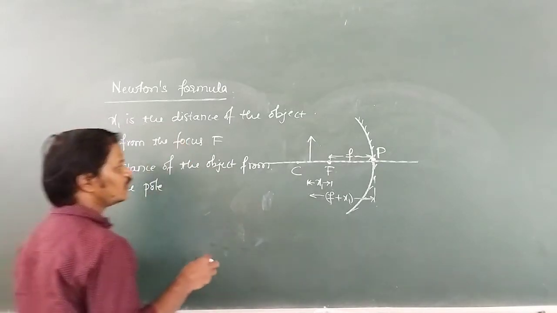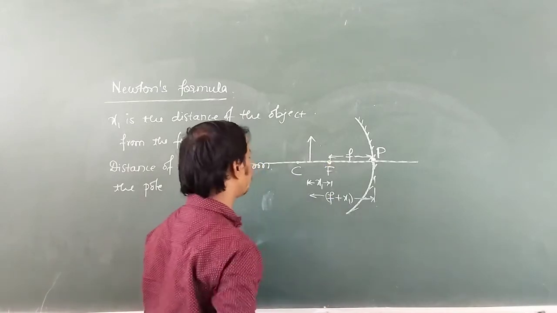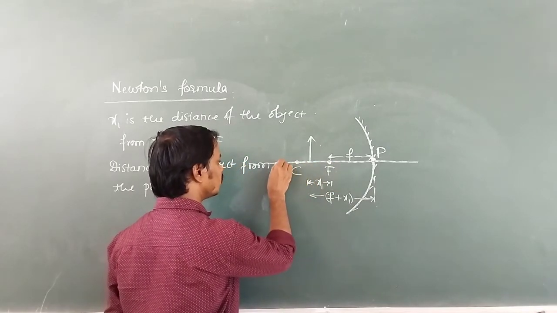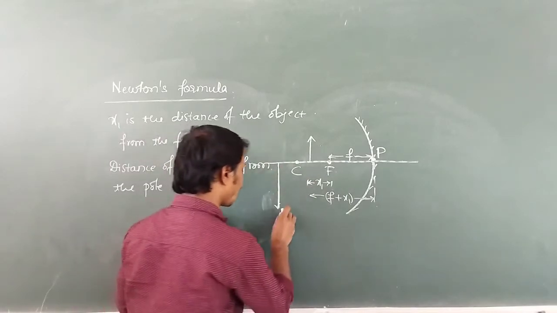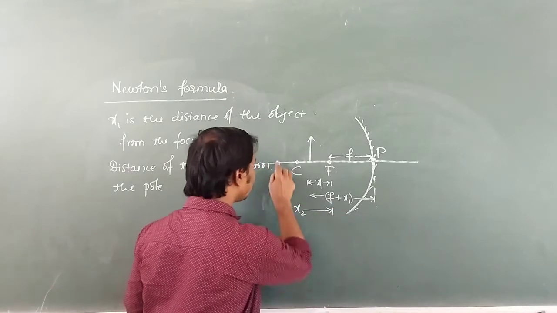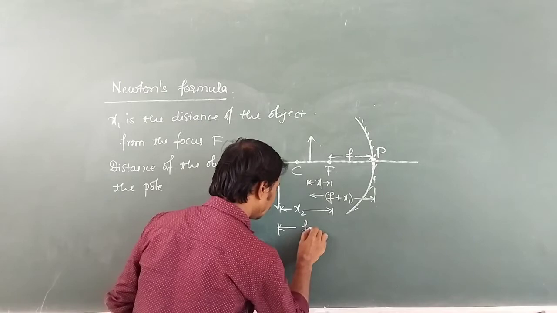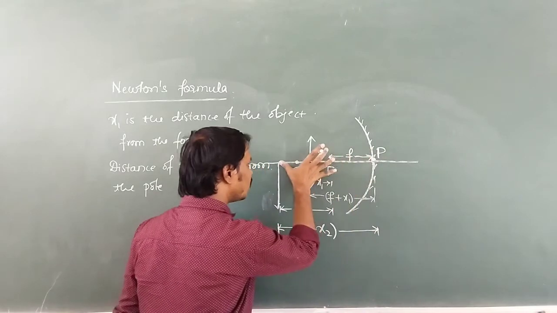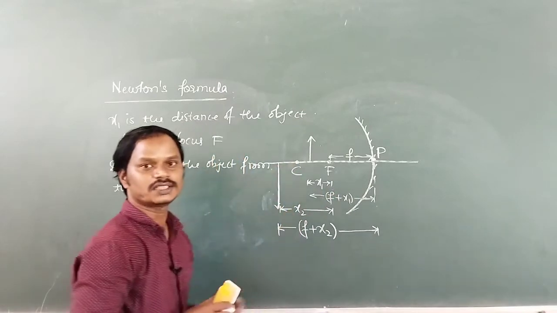And if the image is formed at a distance of x2 from the focus, since the object lies in between C and F, its image should be formed beyond C. Let us take that the image is formed here. Then the distance of the image from the focus is x2. And what is the distance of the image from the pole of the mirror? That is f plus x2. So f plus x2 gives the image distance, and f plus x1 gives the object distance.